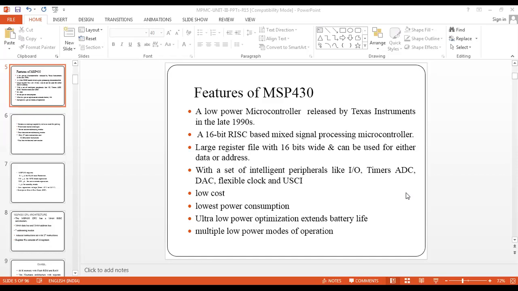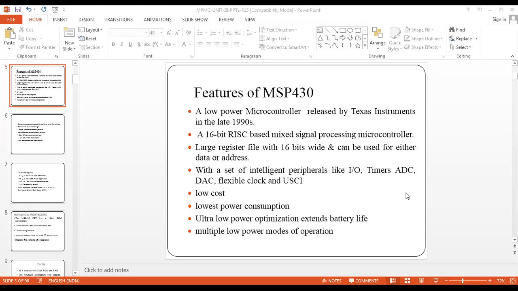Today we discuss the MSP430 introduction. So in this class we cover the features of MSP430 and its pin diagram, followed by its architectural diagram or the block diagram of it.